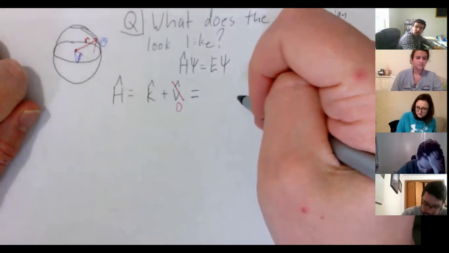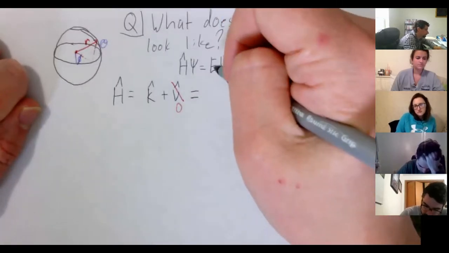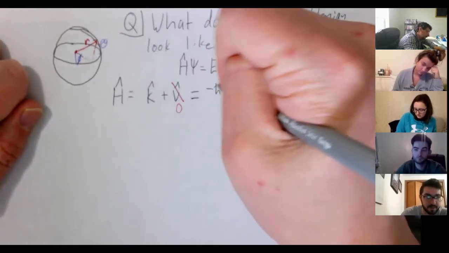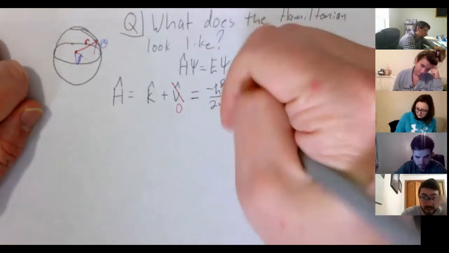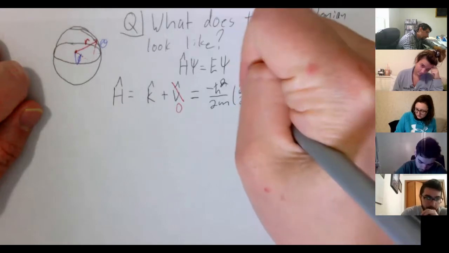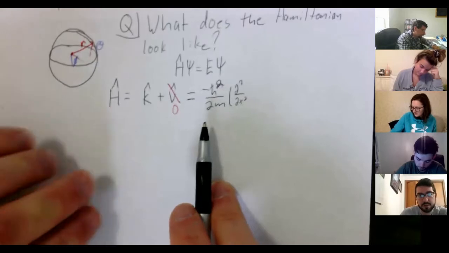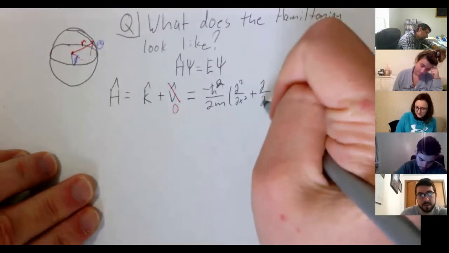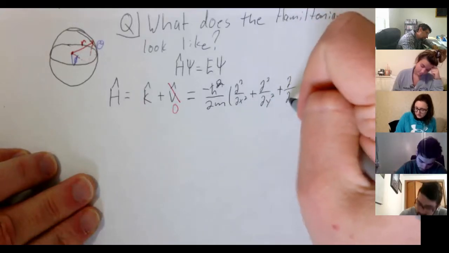And what do we generally use for the kinetic energy operator? Negative h bar squared over 2m. Yep, negative h bar squared over 2m, and what else? d squared dx squared. Yep. But how many dimensions do we have here? We got 3, so d squared dx squared plus d squared dy squared plus d squared dz squared. Yep.